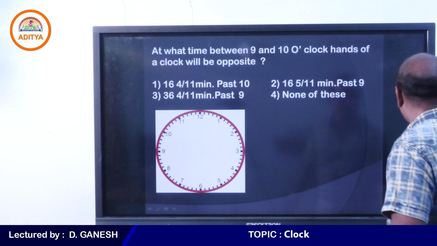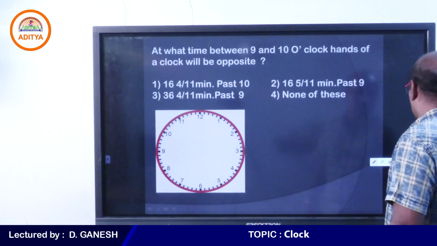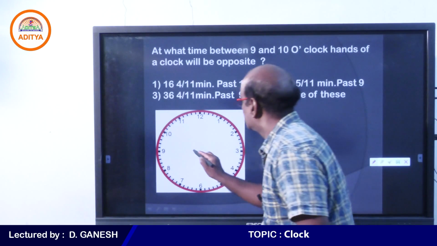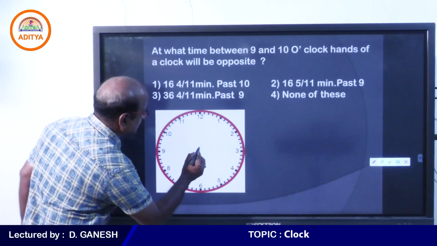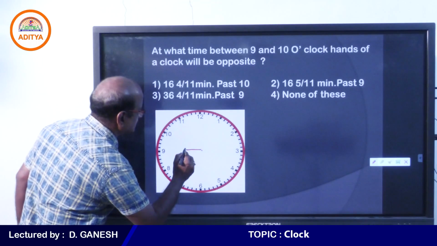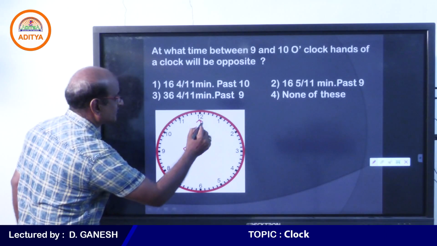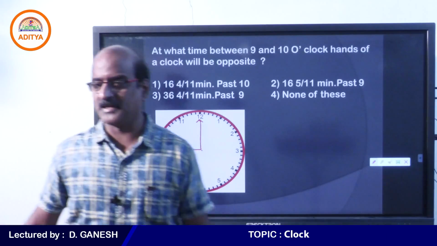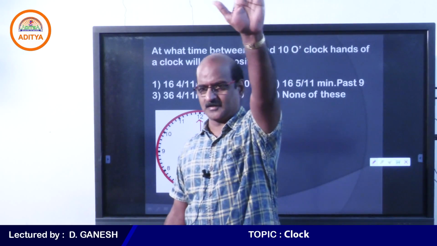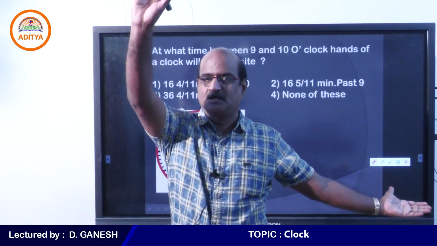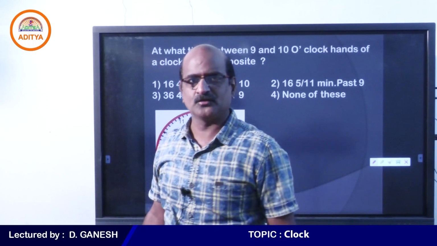Here is the question. Go ahead. Between 9 and 10 o'clock. Yes, it is 9 o'clock. So when it is 9 o'clock, you can see that the time is something like this. The hour hand is on 9, the minute hand is on 12. When the hands are opposite, because it is 9 o'clock, the minute hand has to come like this. Make it fast, you can do that.